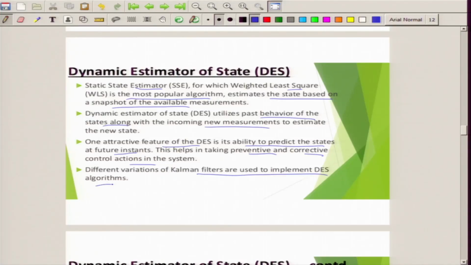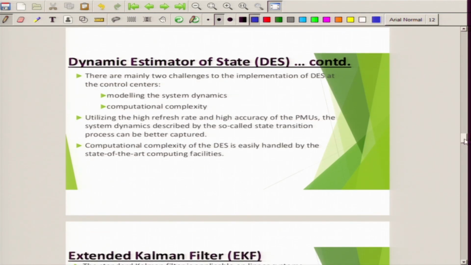So, different variations of Kalman filters are used to implement dynamic estimation of states. Now, here we require the support or help from the Kalman filters. There are mainly two challenges to the implementation of dynamic estimation of states at the control centers. One is modeling the system dynamics, and the other is computational complexity. System dynamics need to be taken into consideration, and the more accurately you model all the possible system dynamics, the more the accuracy of dynamic estimation of states would increase.